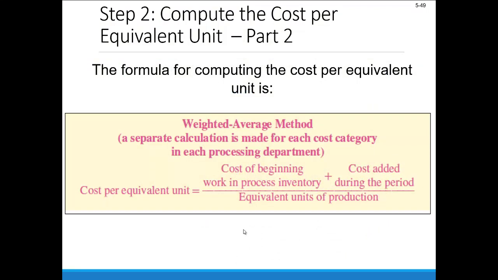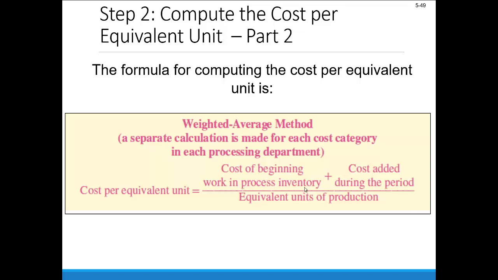So what we want to do to come up with this cost per equivalent unit using the weighted average method is to add together all the cost associated with that cost category from the beginning work in process inventory and what was added during the period. So again, we want to do this separately with respect to materials and conversion.